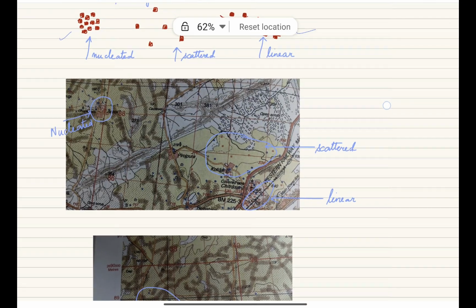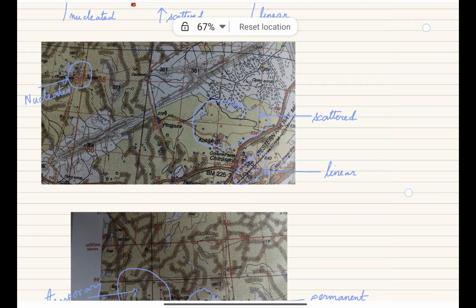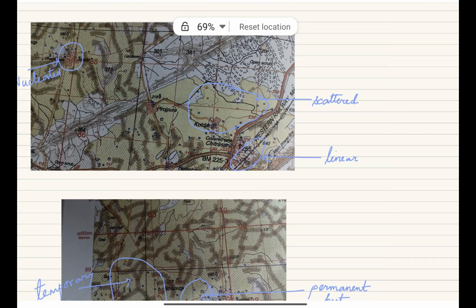Children, I can show you here. See, this one is an example of nucleated settlement. See, all are in a compact form. All the red squares are in a compact form. This one, you see, they are scattered. One here, one here, one here, one here. All permanent huts are dispersed.